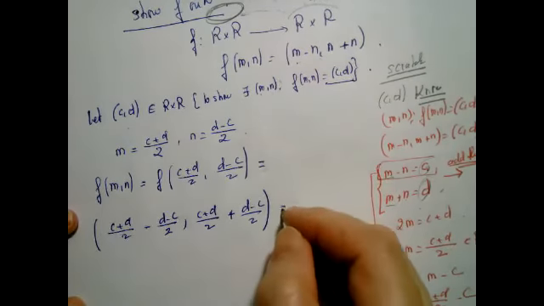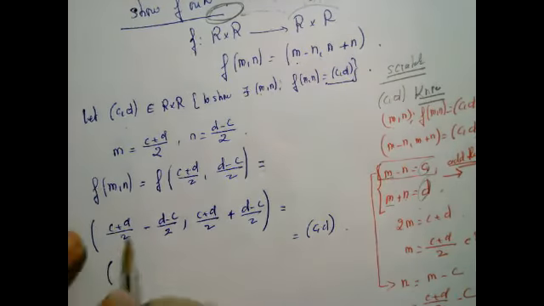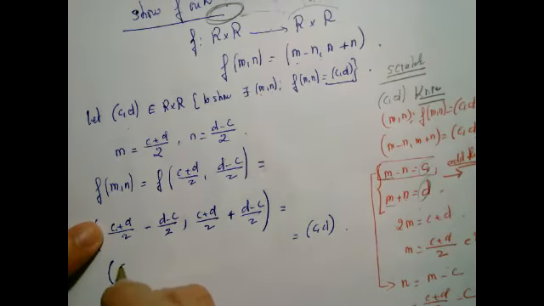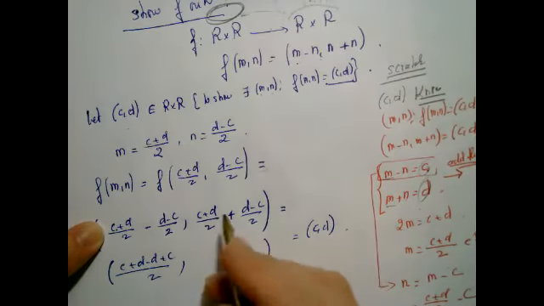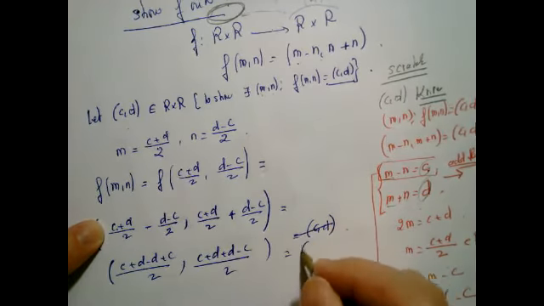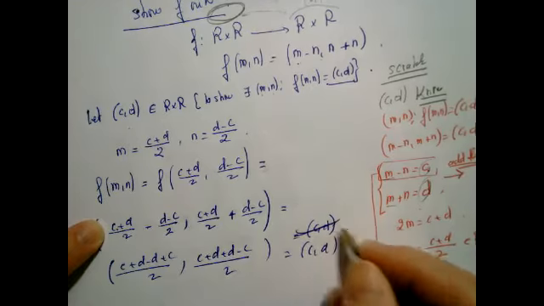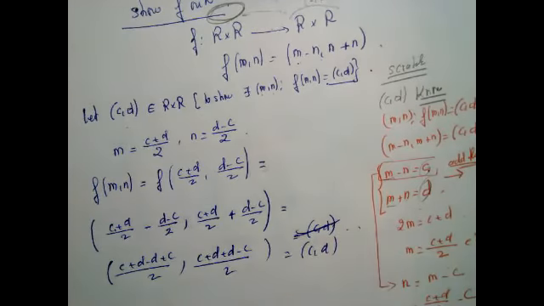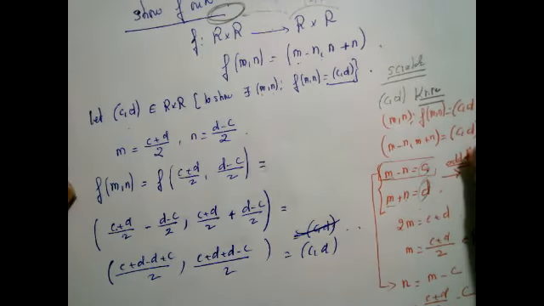And the question is, is this CD? Okay, so I'm ending up with C plus D minus D plus C over 2, which is definitely a C. And here I'm getting C plus D plus D minus C over 2, which is absolutely equal to D. So my function is absolutely an onto function.